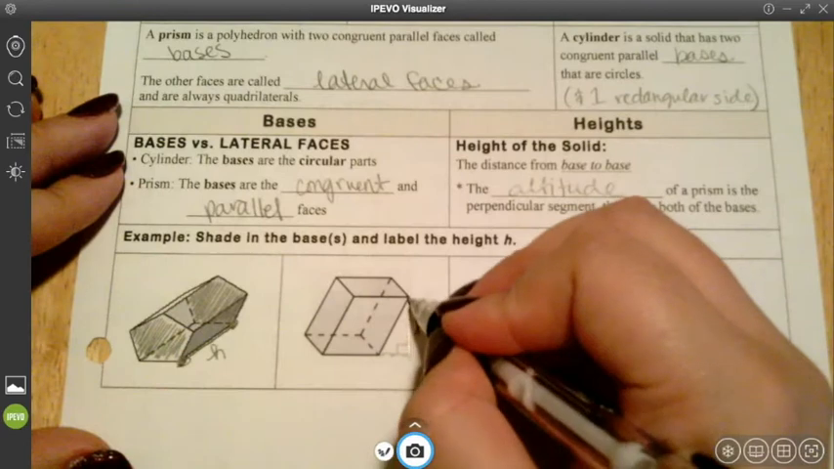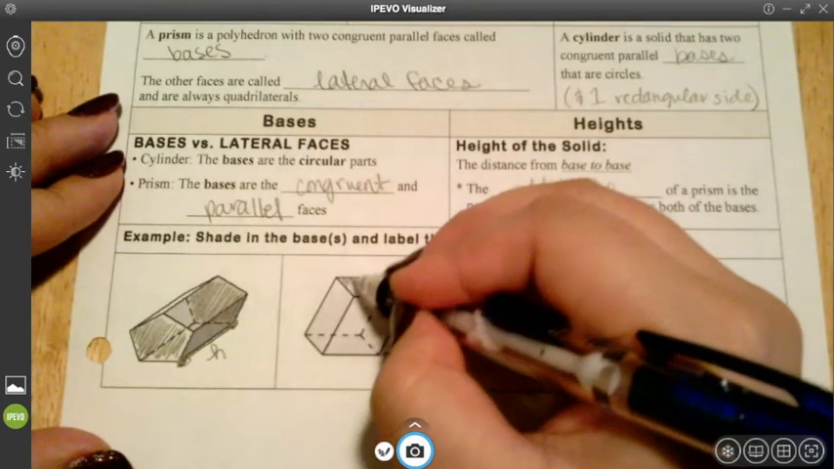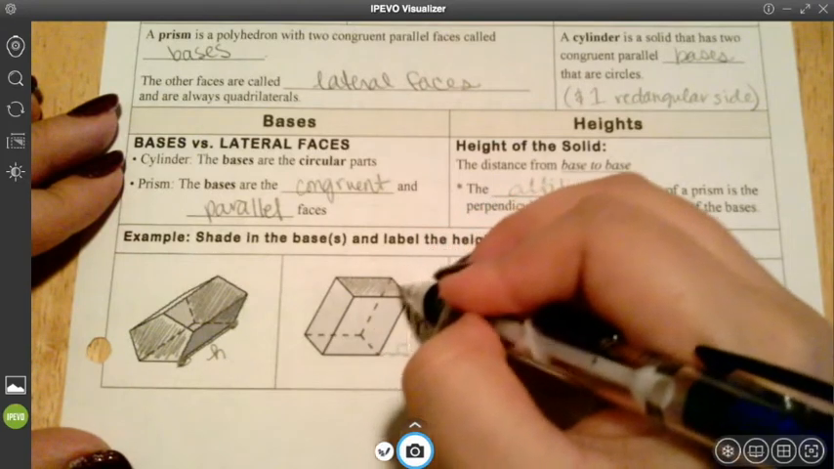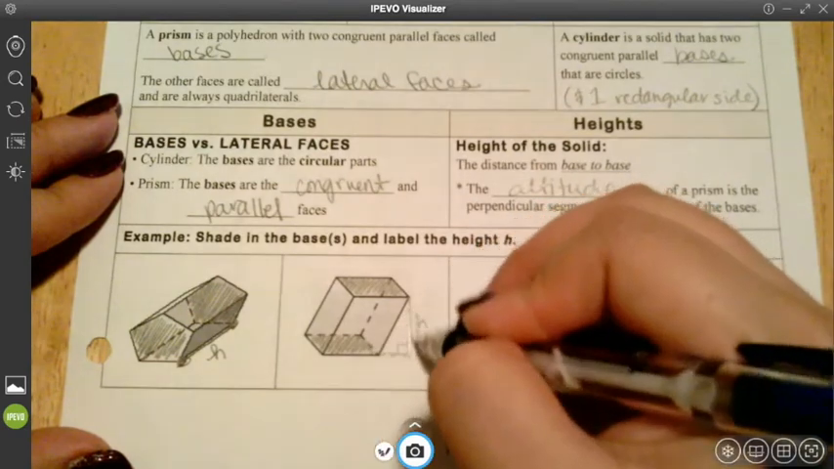And so what two sides does that height measure between? It measures between this side and this side. So those would be considered our two bases if we are using this height.